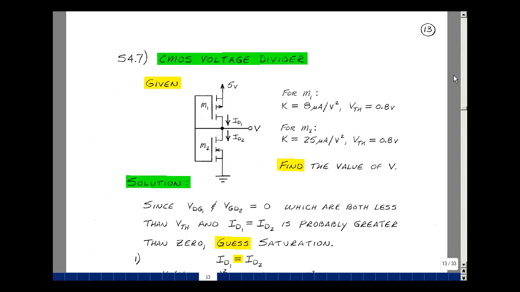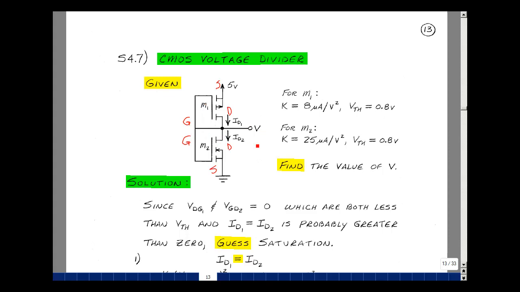This lesson deals with supplemental problem 4.7. You can find this problem in the ECE302 ebook in the Chapter 4 Supplemental Problems on page 13. Given these two MOSFET transistors, where here's the gate of transistor 2 and the source and the drain, and here's the gate of transistor 1, the source and the drain, where the gate to drain is shorted for transistor 2 and the drain to gate is shorted for transistor 1.